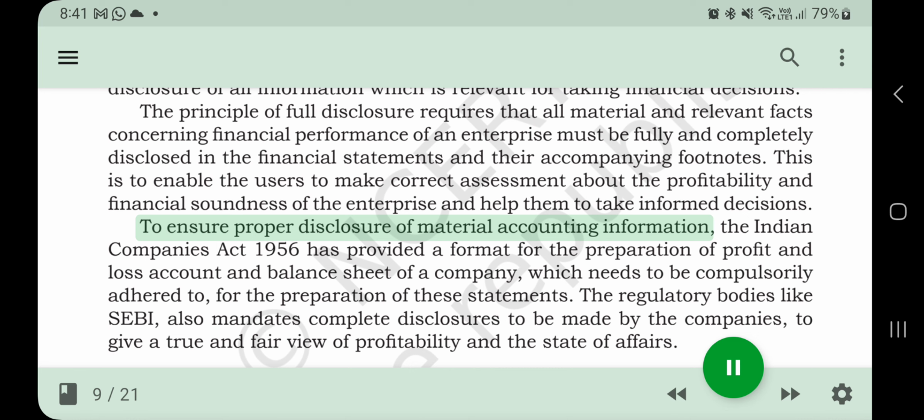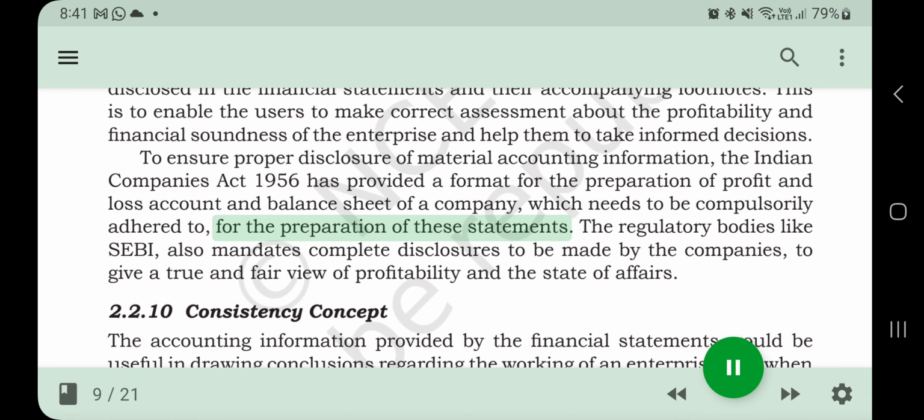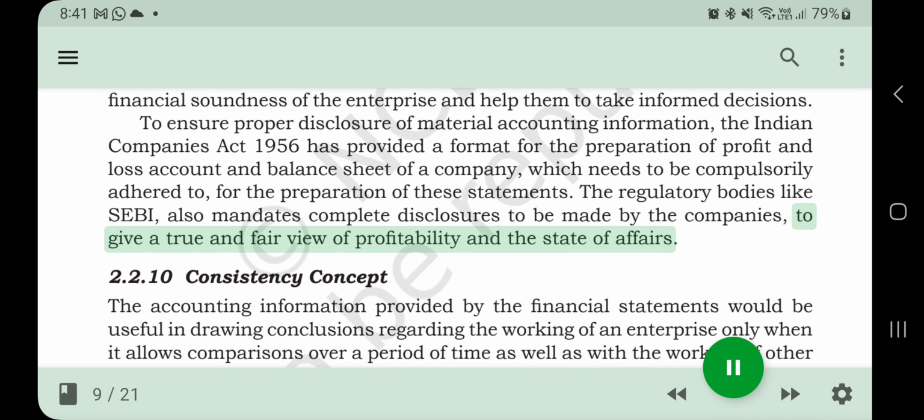To ensure proper disclosure of material accounting information, the Indian Companies Act 1956 has provided a format for the preparation of profit and loss account and balance sheet of a company, which needs to be compulsorily adhered to for the preparation of these statements. The regulatory bodies like SEBI also mandate complete disclosures to be made by the companies, to give a true and fair view of profitability and the state of affairs.